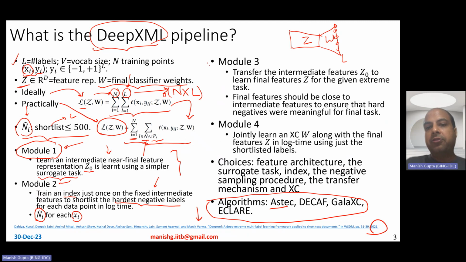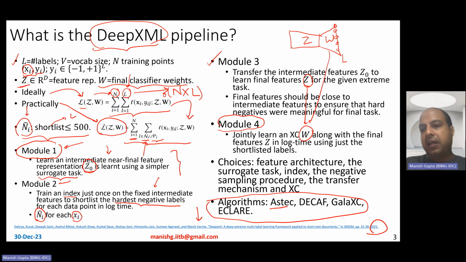In module 3, you take your Z0 and somehow create Z from it. You're going to do some sort of transfer learning, and we'll see how you do that in more detail. Then in module 4, you're going to take this Z and this W that you want, and you're going to train for them. Of course, you have to train the entire XE end to end. So you're going to take your Z, take your W, and train them end to end.